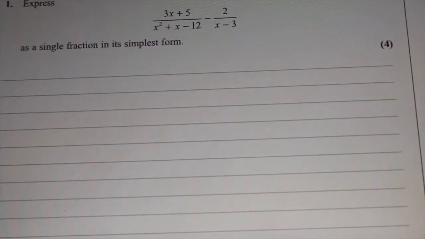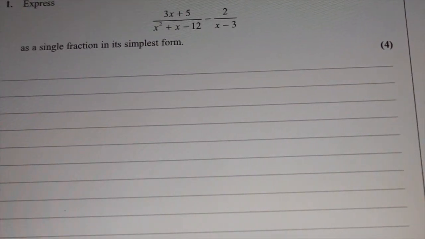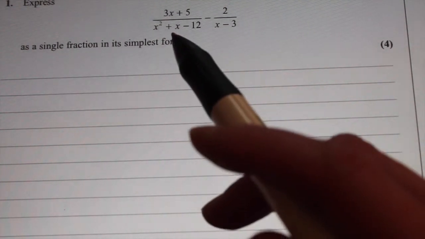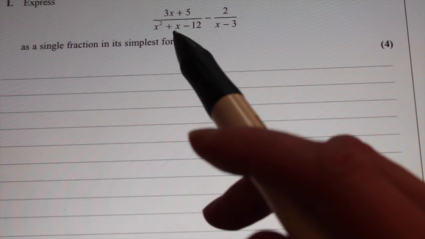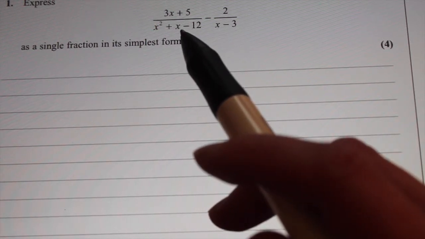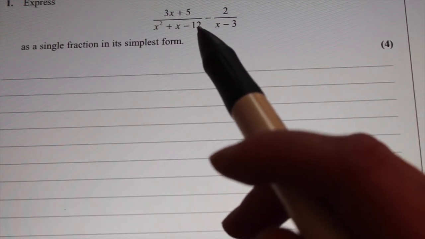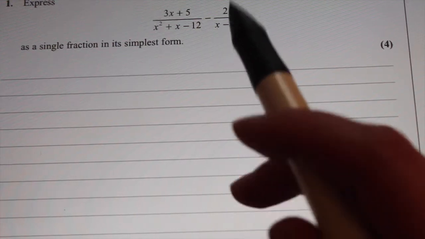That's straightforward. Having a look here at a question that came up in June 2013. So no factorising for the top line. Bottom line is an easy quadratic. What multiplies to give minus 12 and adds to give 1? So it's x plus 4, x minus 3. And no factorising there. So we'll write that out.